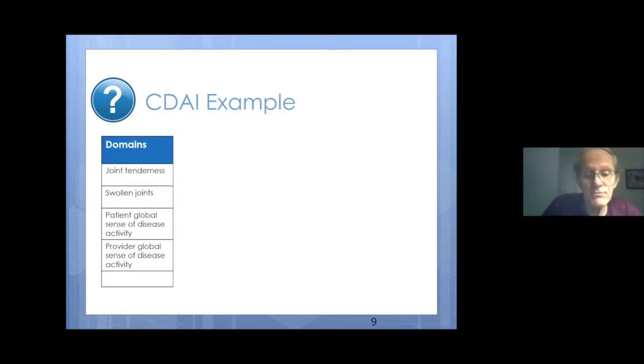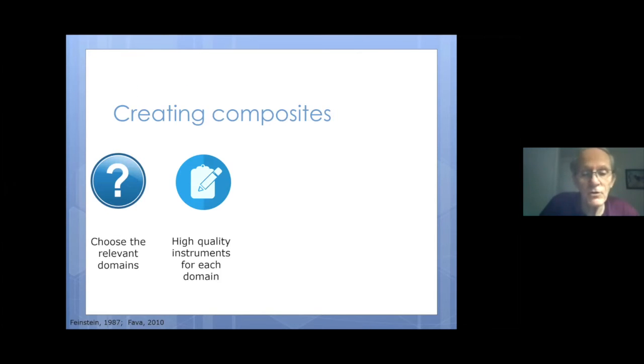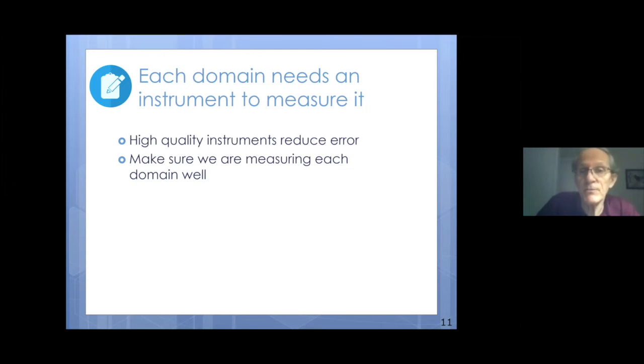For CDI, these relevant domains were joint tenderness, swollen joints, patient global sense of disease activity, and provider global sense of disease activity. The next step in creating composites is identifying high-quality instruments for each domain. So each domain needs an instrument to measure it. The choice is important. We want high-quality instruments to reduce error and make sure we are measuring each domain well.